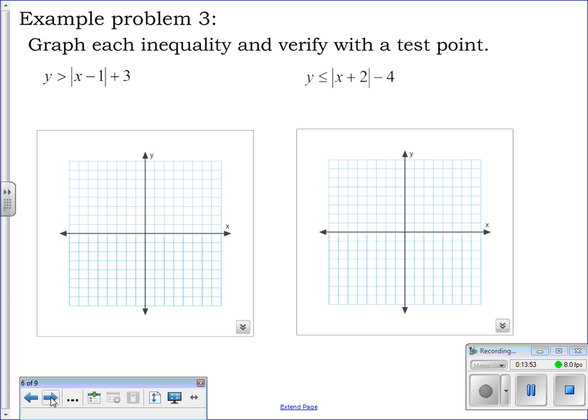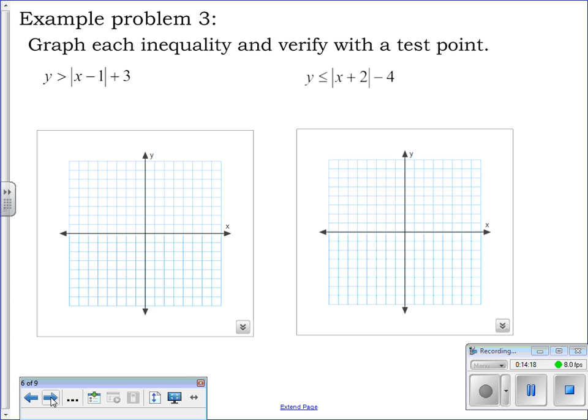Okay, this is really great because this relates to what you were doing on Tuesday. So this is actually a test. Did you learn what you were supposed to learn on Tuesday? So I have to graph the inequality and run a test point through it. So I have absolute value, which means I'm going to have a V shape.